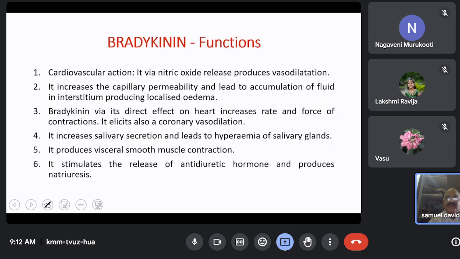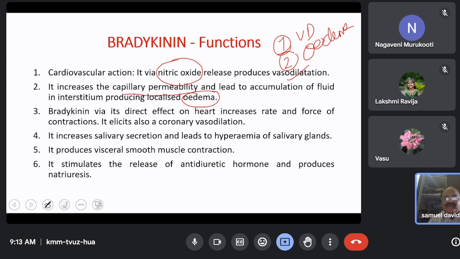Bradykinin is produced. It has a number of functions, and the first one is said to be vasodilation via the second messenger, nitric oxide. Okay, so via nitric oxide, it is responsible for vasodilation. Number two, it increases the capillary permeability so that swelling of the tissues by the accumulation of fluid takes place, a process called edema. So the first thing is vasodilation, second thing is edema. Edema is nothing but swelling caused by the infiltration of tissue fluids.